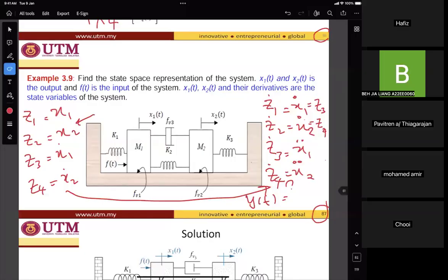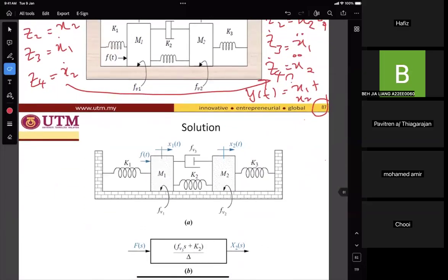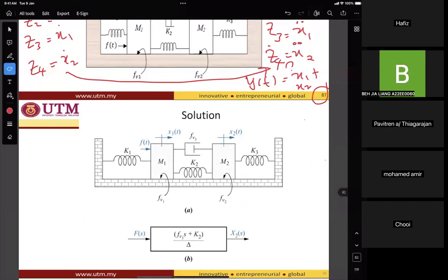X1 and X2. X1 plus X2, the output is a total of two displacement. So, solution. Okay, this is the answer. I think this one is an example in the notes, chapter 2B. This is the answer. Transfer function. Okay, but in the transfer function, the output is only one.